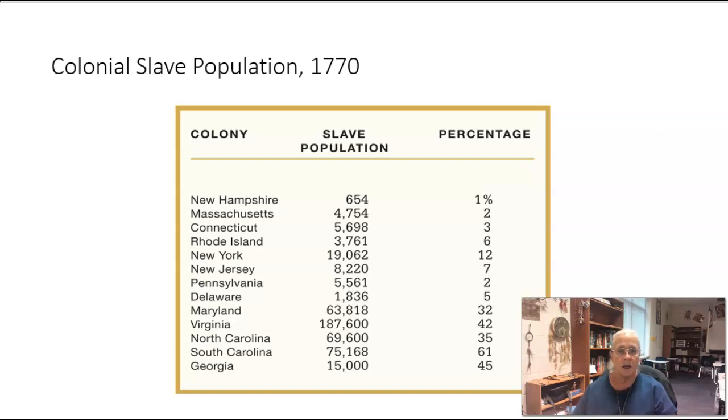Another slave colony in the South is the last of the colonies to be developed by England, and that's going to be Georgia. Georgia was originally set up as a penal colony, so it's a prison colony. Its governor was James Oglethorpe, and this is where England is going to send a lot of their petty criminals.